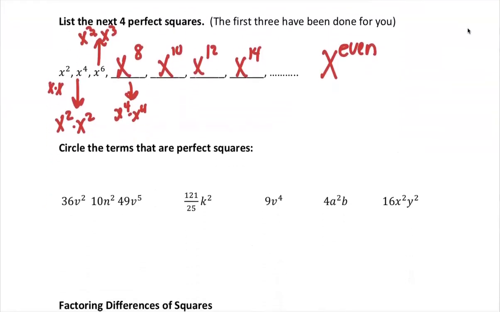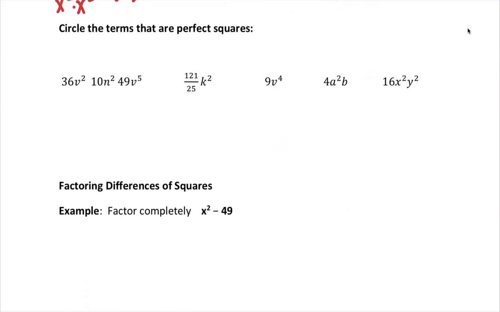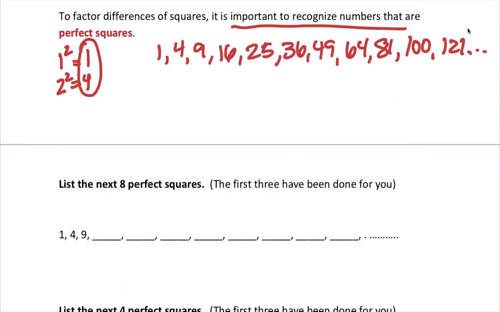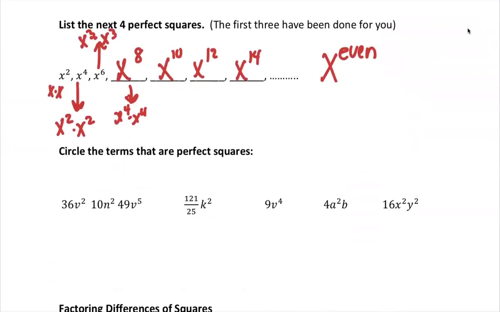So let's just practice recognizing what is a perfect square. 36, so is 36 in this list? Yes, it is. And is this exponent even? Yes, that's a perfect square. 10 is not in the list, so that's not a perfect square. 49 is in the list, but this is an odd exponent, so that's not a perfect square. 121 does not divide evenly by 25. Oh, wait a minute. The square root of 121 is 11. The square root of 25 is 5. So that actually is a perfect square, kind of hiding out there. Yes, this is a perfect square.